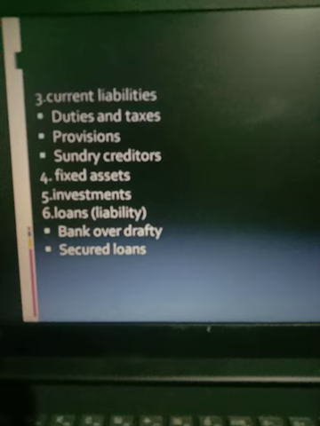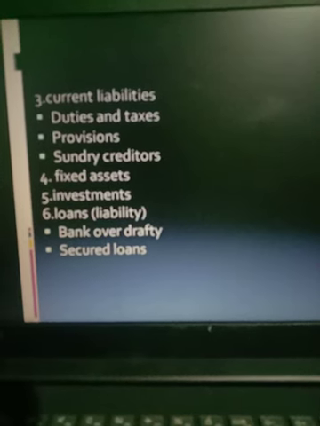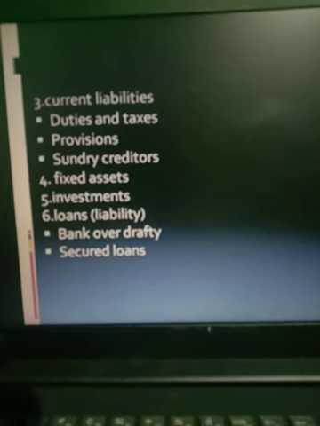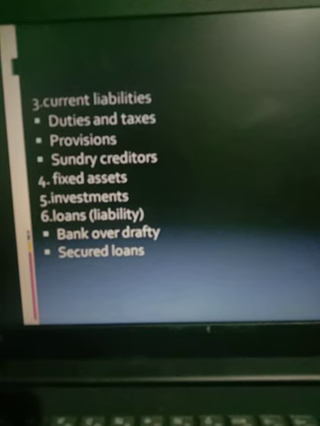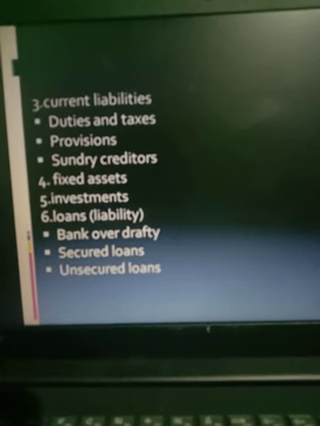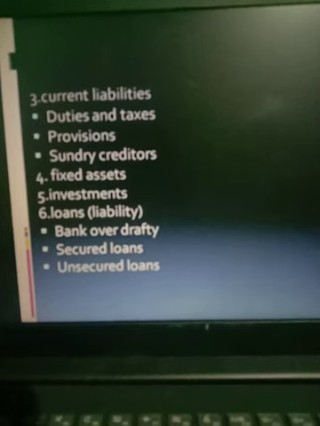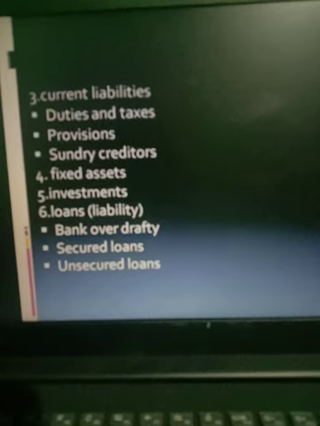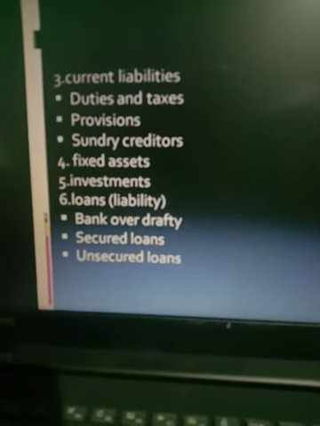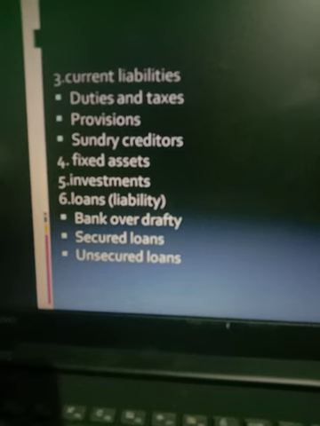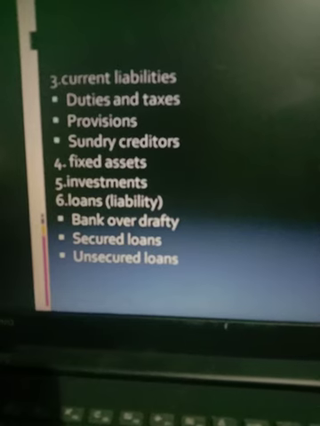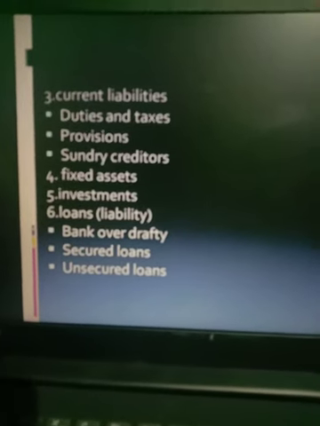Next one is secured loans. Secured loans also come under the liability side. Secured loans are normally loans received from bankers, and debentures also come under secured loans. Unsecured loans means loans other than those from banks, that is, loans received from outside parties, directors, friends, relatives, without collateral security, meaning without providing any securities.